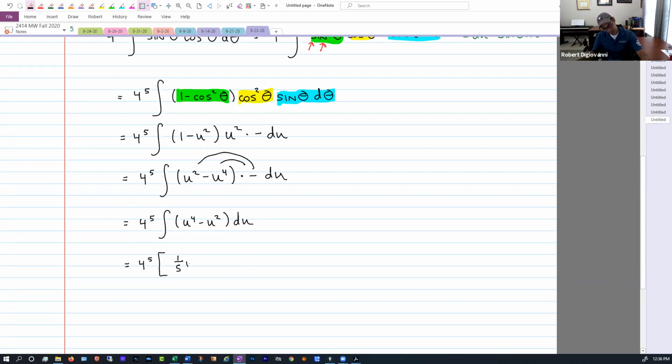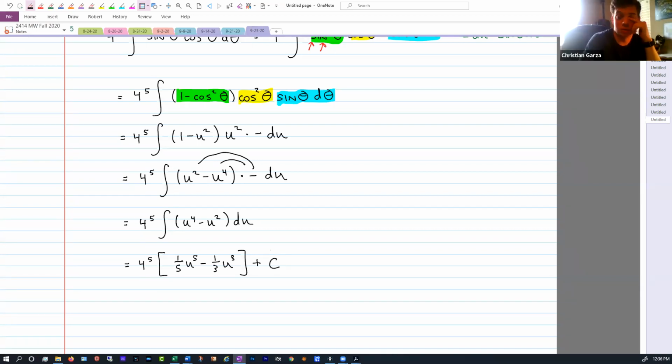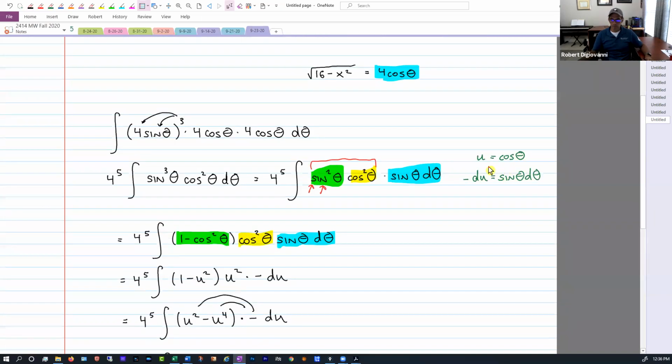One-fifth u to the 5th minus 1/3 u to the 3rd plus c. We made it. Not yet. Why are we not there? We had to distribute the 4 to the 5th power. We could distribute the 4 to the 5th. Oh, and convert the u's back. Okay, so u's got to go back to what it was, right? What was u? Cosine theta, right?